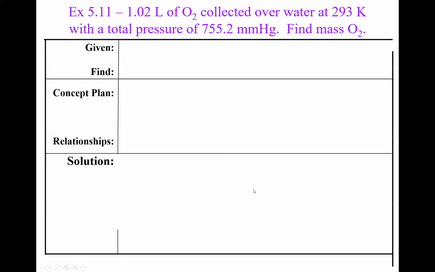Here we'll do an example, but I think we have enough problems, and this is more of a lab question, which I think should stay in the lab portion of the class and not in the lecture. But anyway, we're here, let's do this one. It's telling us there's 1.02 liters of oxygen gas collected at 293. So now we know what pressure to go back to the table at. Total pressure, find the mass.